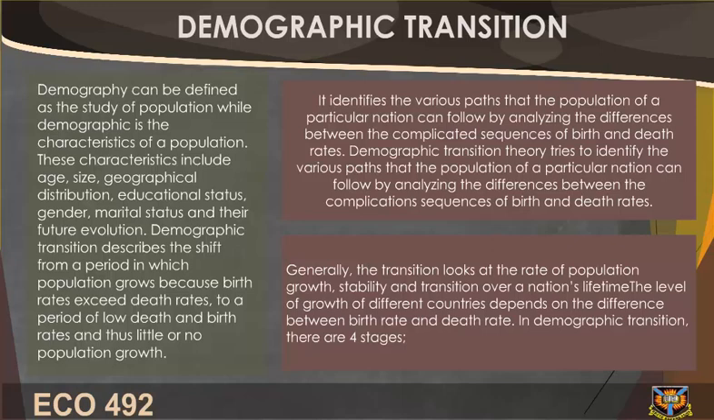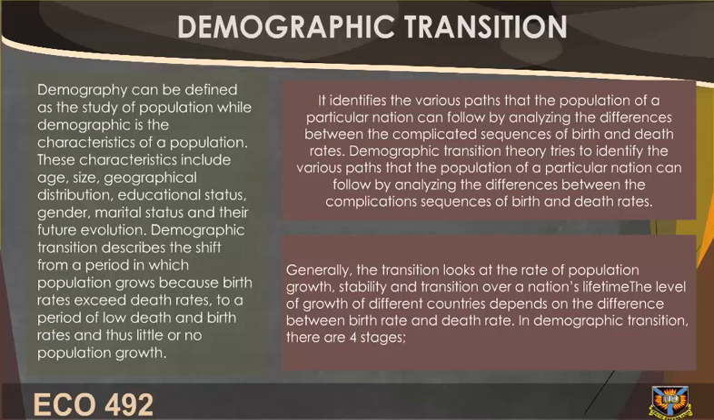It defines the various paths that a population of a particular nation can follow by analyzing the differences between the complicated sequences of birth and death rates. Generally, the transition looks at the rate of population growth, stability, and transition over a nation's lifetime. The level of growth of different countries depends on the difference between birth rate and death rate.